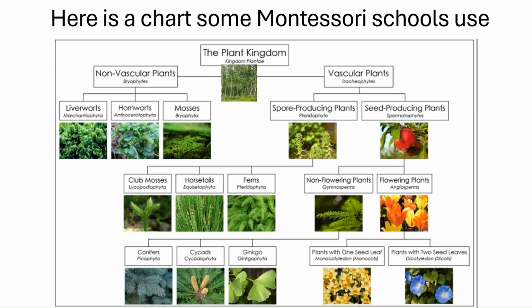Here is a chart some Montessori schools use. Here it is the other way. The plant kingdom is divided into non-vascular plants and vascular plants. And then you can see the vascular plants, that is bryophytes on one side, and the trachyphytes on the other side.